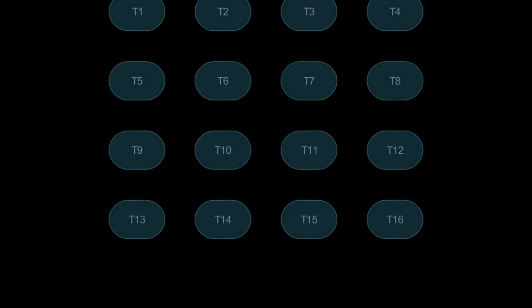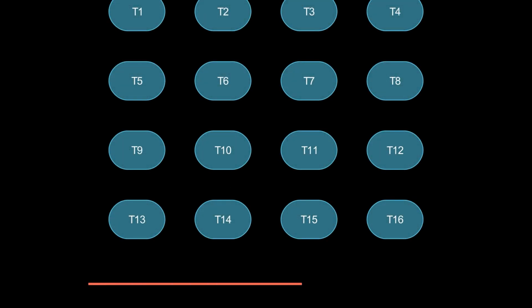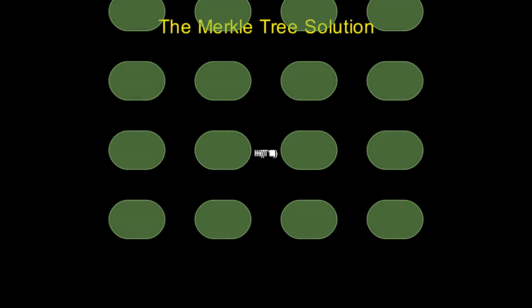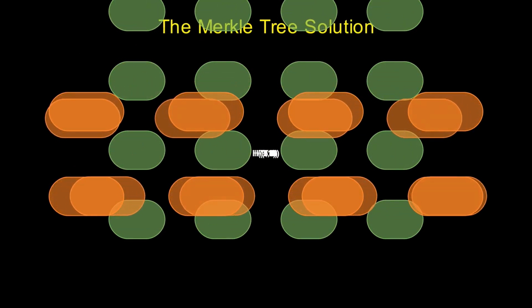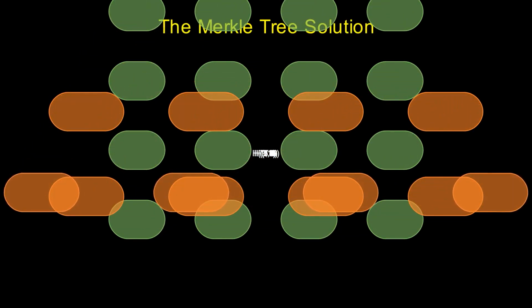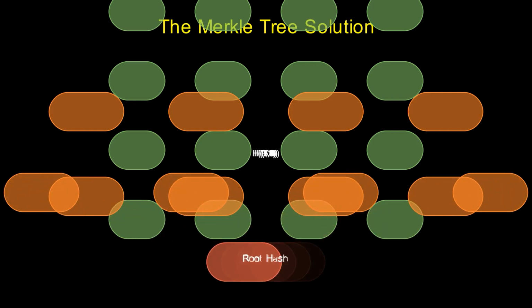In the animation, you can see how verifying a transaction only requires following a path to the root hash, checking just a logarithmic number of hashes along the way. This process continues and continues, forming a binary tree of sorts until it culminates in a single root hash.